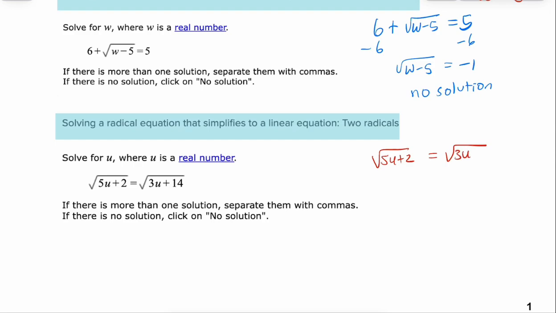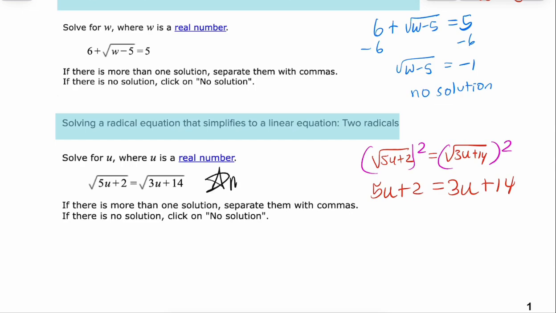What happens when we square both sides is the radical pops off. So we get 5u plus 2 equals 3u plus 14. Now here's the problem with these. With problems like these, you must check your work in the original.